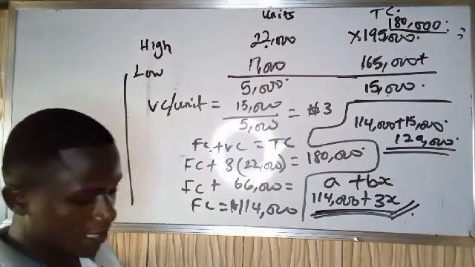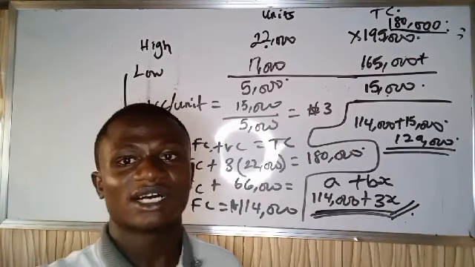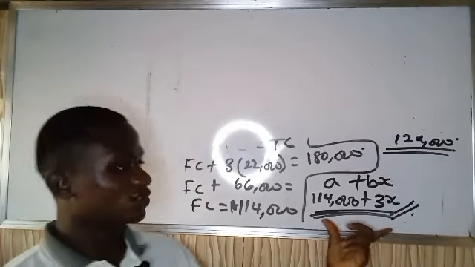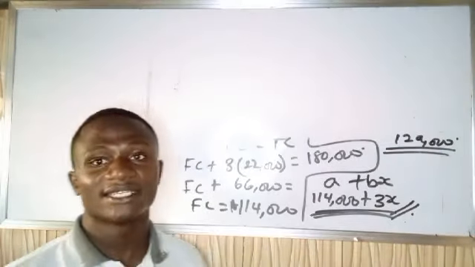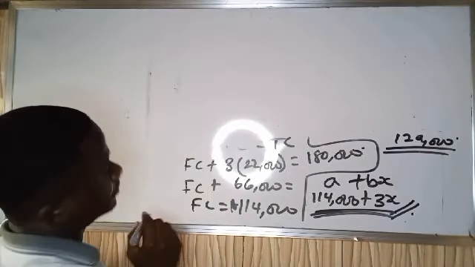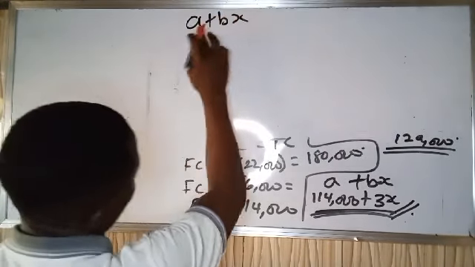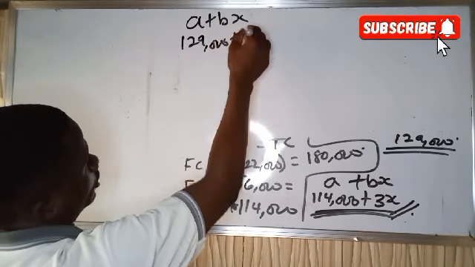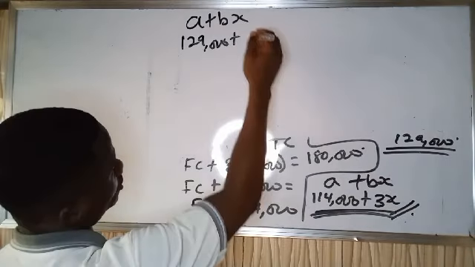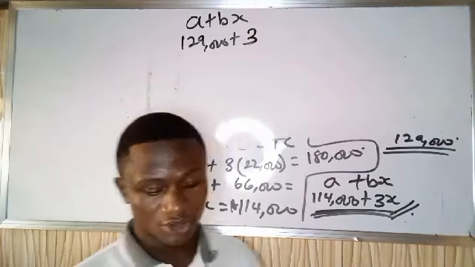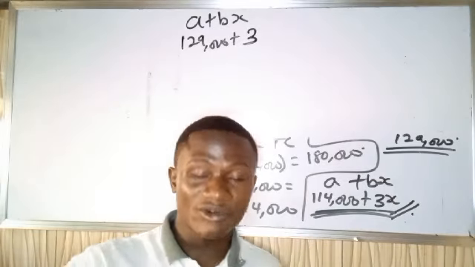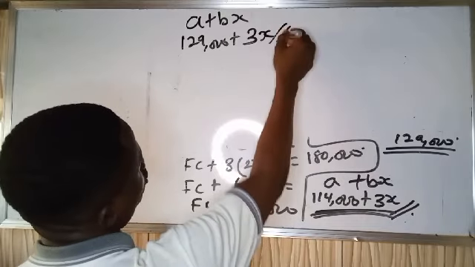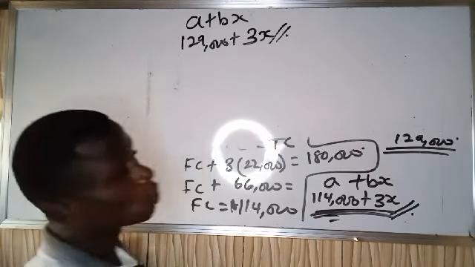So let me get my cost function at the higher level. I've gotten my cost function at the lower level. Let me get it at the higher level. Since I've gotten my fixed cost for the higher level, I can also get my cost function for the higher level. It will be A plus bx. A is my fixed cost, which is how much? 129,000. 129,000 plus what is my B? Variable cost. It does not change. It's 3, because we have been told from the question that the variable cost per unit is constant over all this activity. So my variable cost is still 3x. So this is the cost function for the higher level, and that was the cost function for the lower level.